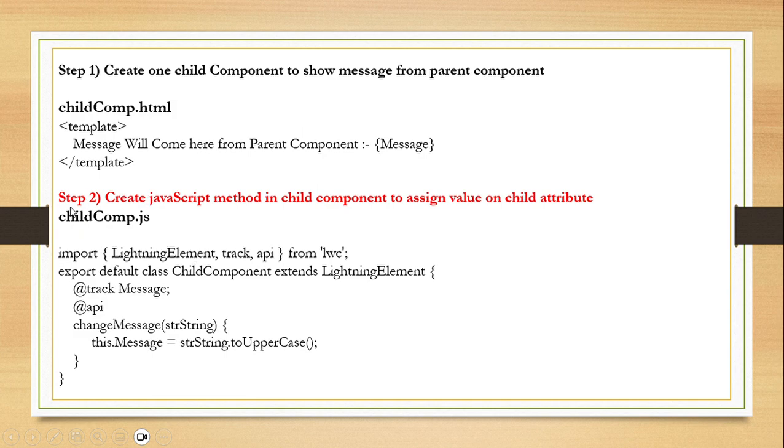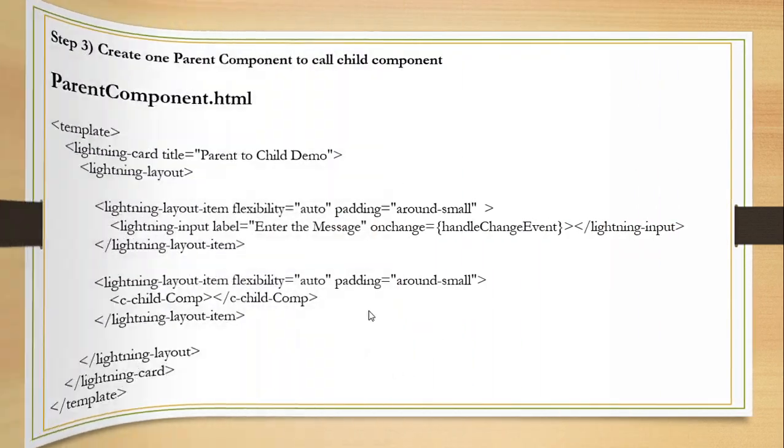In childComponent.js, create a JavaScript method in the child component and assign a value to its attribute. Import LightningElement, track, and api from lwc. Export default class ChildComponent extends LightningElement, with @track message and @api. This method is enabled as @api, then change the message string, this.message to uppercase. This message is passed to the parent component.